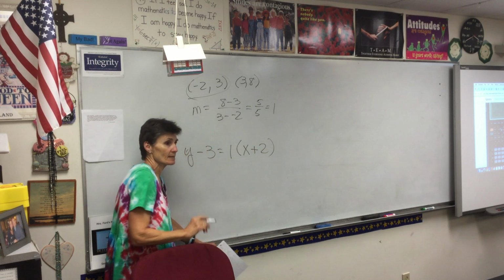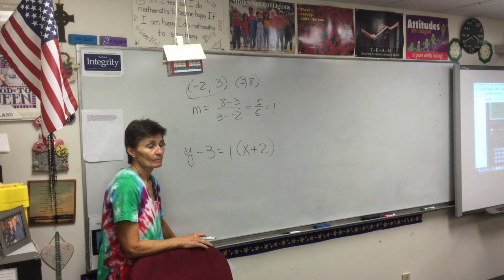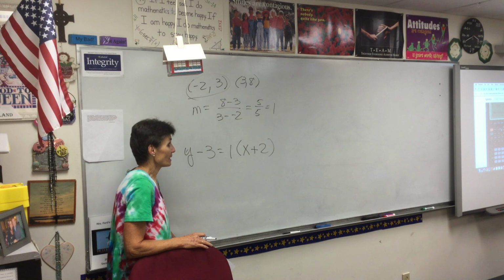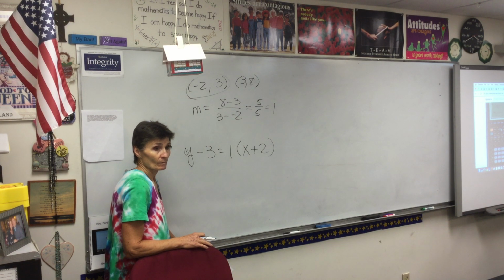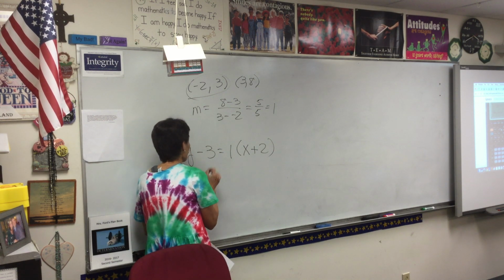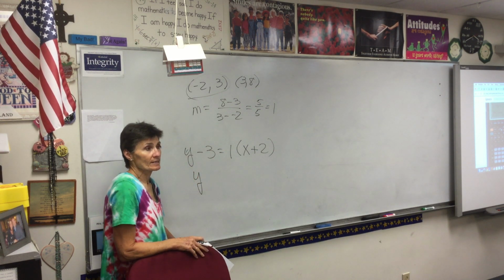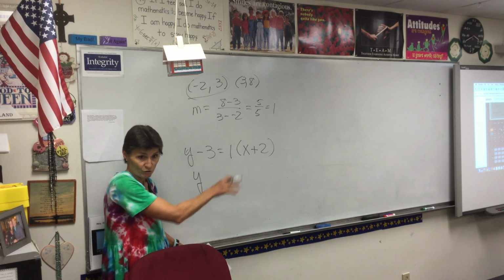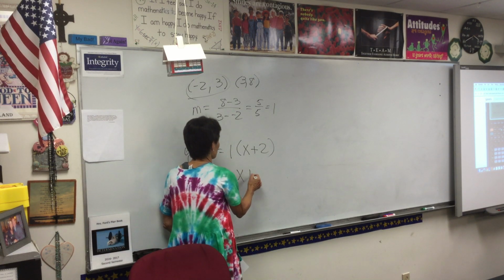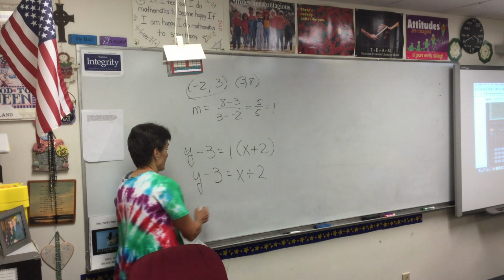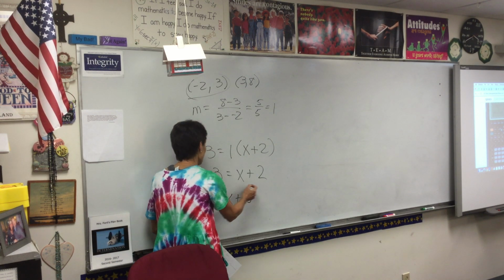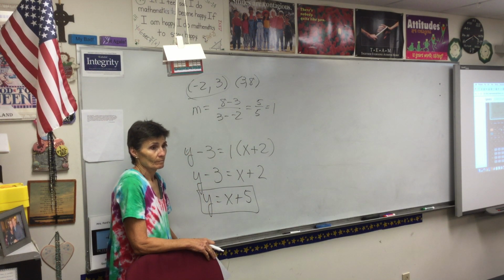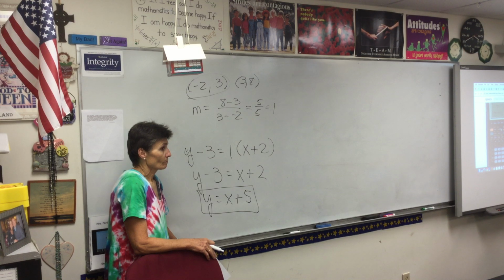Perfect. Everybody know why that's a plus? It's actually minus a negative. Y minus y1 equals m times x minus x1. Right? So now, if I were allowed to answer in point-slope, I'd be done right now. But since I have to use slope-intercept, I'm going to distribute, which is super simple because that's a 1. And then add 3 to the other side, y equals x plus 5, and there is the answer to the question. Good?